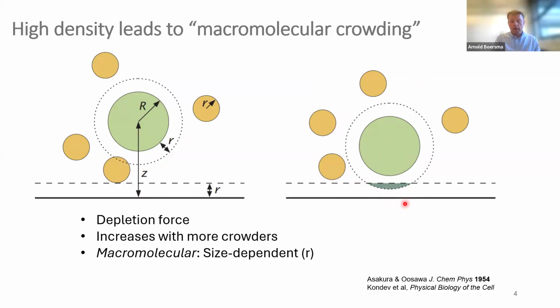Now this increases, of course, with more crowders, but it's also size dependent, because if this crowder is smaller, it could still go in between, for example. And if it's larger, it takes up more volume and there will be more steric clash with its neighbors, increasing this pressure. So you can see crowding as a depletion force, and it depends on various parameters.